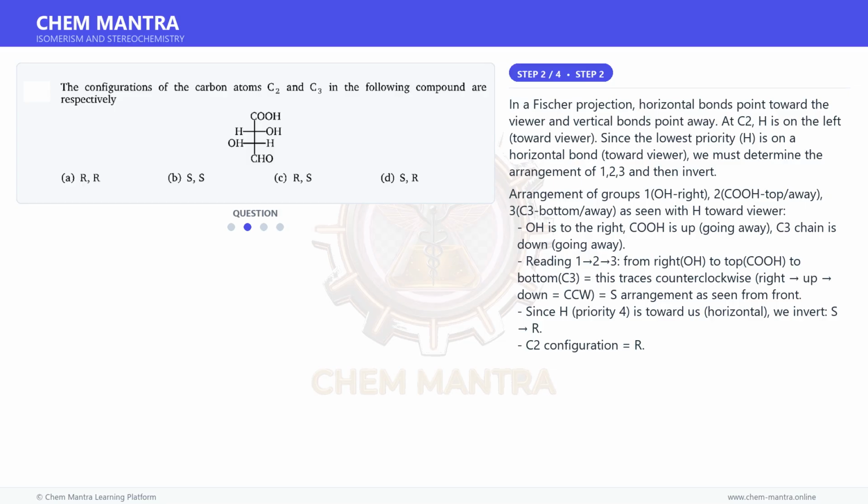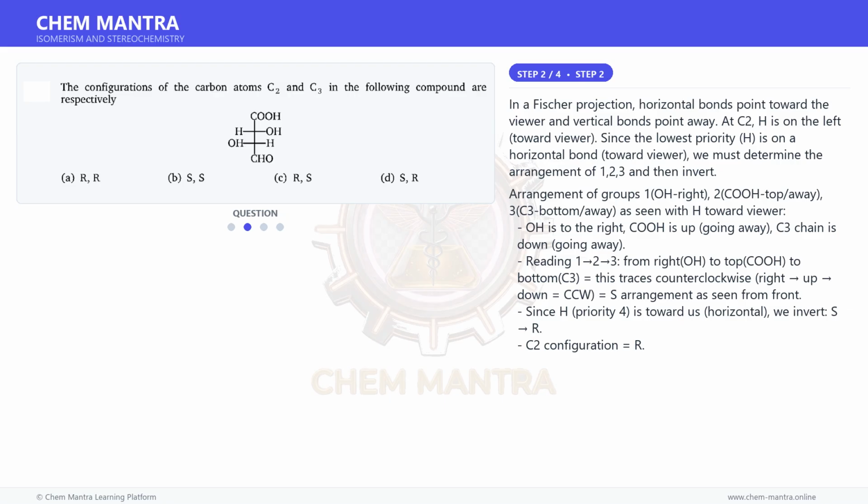In a Fischer projection, horizontal bonds point toward the viewer and vertical bonds point away. At C2, H is on the left, toward viewer. Since the lowest priority, H, is on a horizontal bond, toward viewer, we must determine the arrangement of 1, 2, 3 and then invert. Arrangement of groups: 1, O right; 2, Cu top, away; 3, C3 bottom, away, as seen with H toward viewer. O is to the right, Cu is up, going away, C3 chain is down, going away.